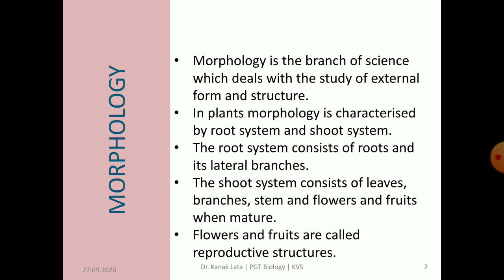So we have classified into two main structures, that is root system and shoot system. Root system includes roots and its lateral branches, whereas shoot system includes leaves, branches, stems, flowers and fruits when the plant matures. Flower and fruits are the reproductive structures of the plants.